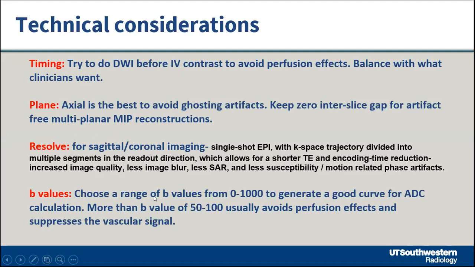B values, again, choose a range of B values between 0 and 1000. And more than 50 to 100 basically will avoid the perfusion effects. So the lower B values have higher signal, a nicer image. The higher B values give a not so good image, but are better for lesions.